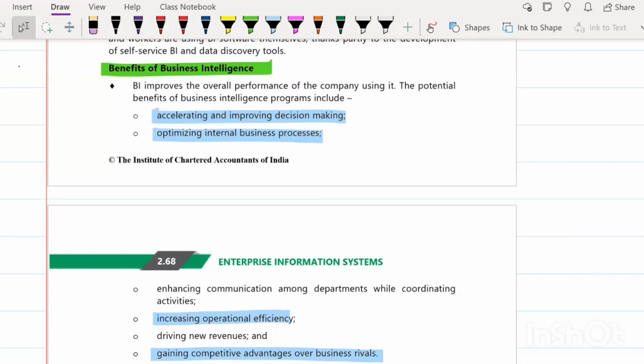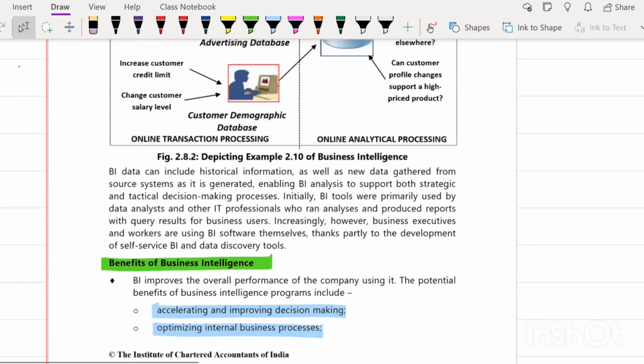Can someone now tell me what is the major objective of business intelligence without seeing the text? There were two words which we read. Major objective of business intelligence. Two words. Can you guys answer without seeing the book? No? If you're not able to answer, then kindly be attentive. We just read it a minute back.